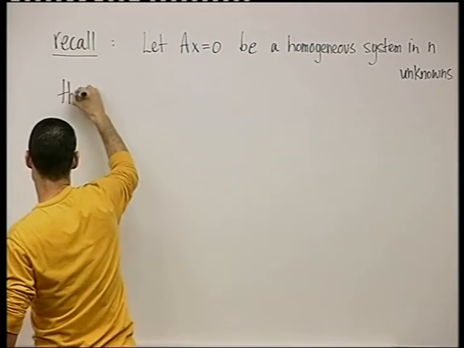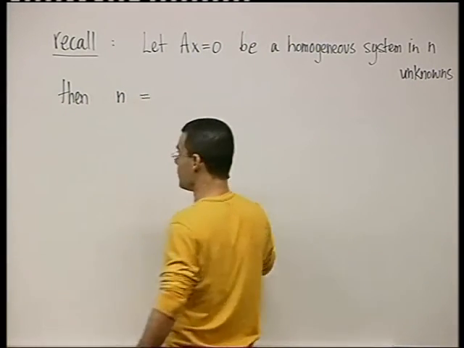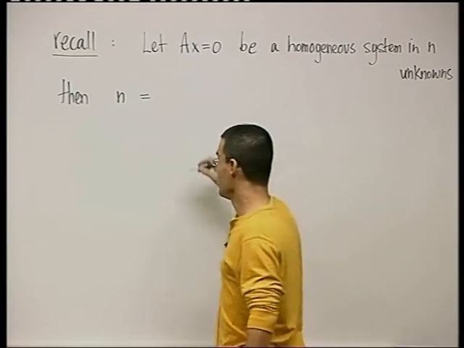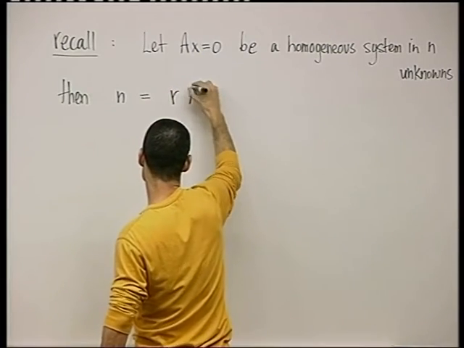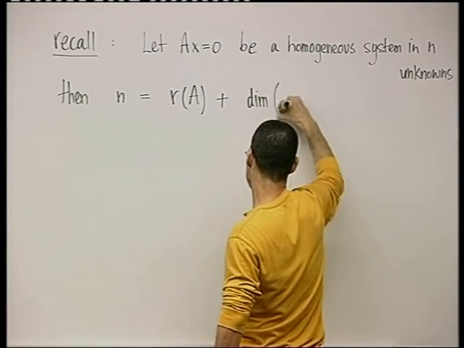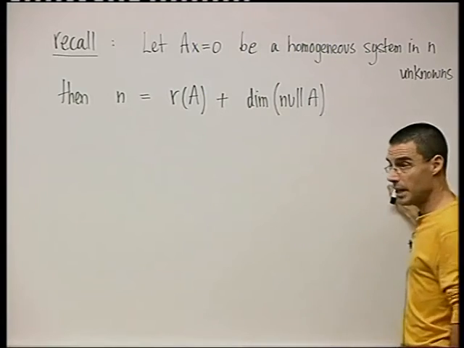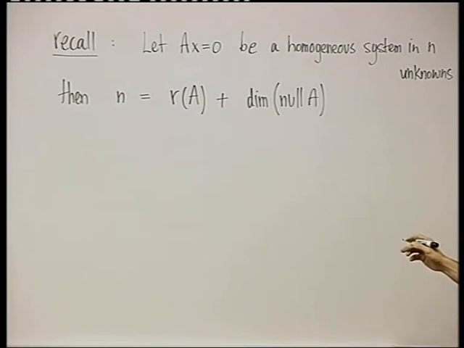Then n equals the rank of A plus the dimension of the null space of A. Right? That was the rank nullity theorem. Rank nullity theorem. Good? Okay.